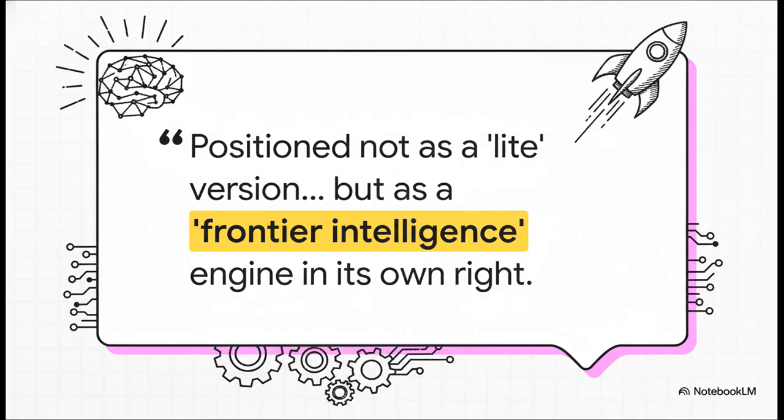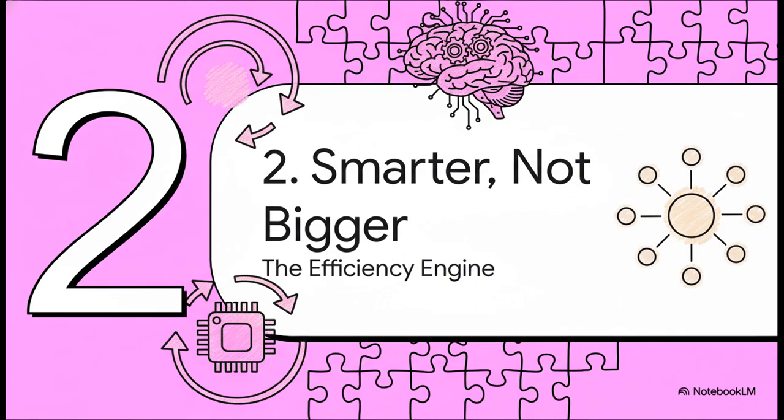And this right here is the most crucial point. Google isn't selling this as some kind of stripped-down, light version of its bigger Pro model. They're actually calling it a frontier intelligence engine. The strategy is pretty clear. Give you the absolute best reasoning and capabilities, but wrap it all up in an unbelievably efficient package. Okay, so the big question is, how on earth did they pull this off?